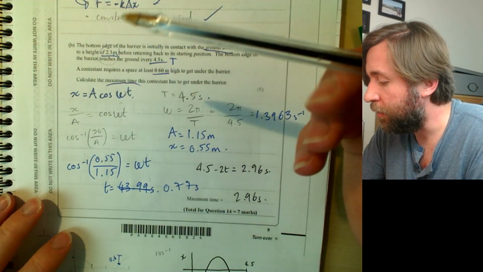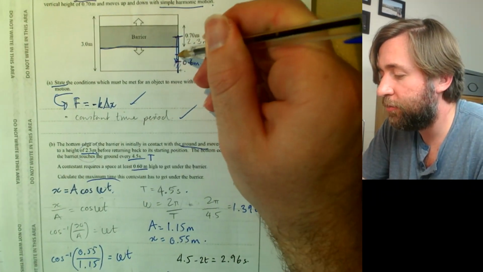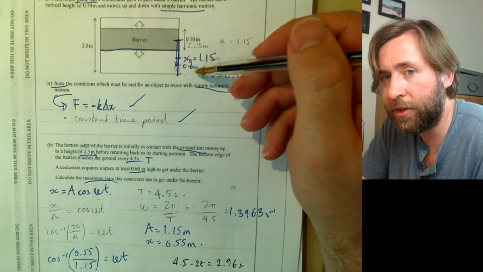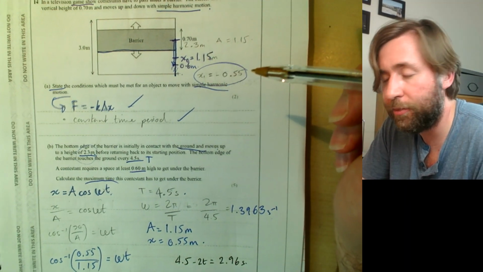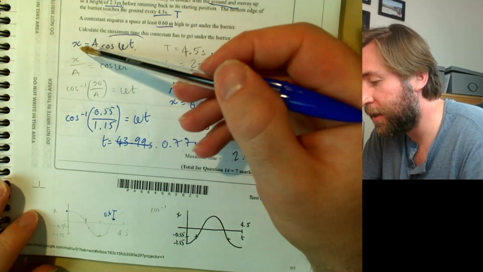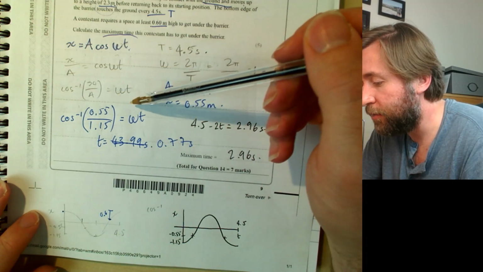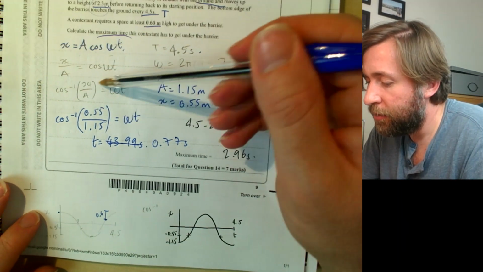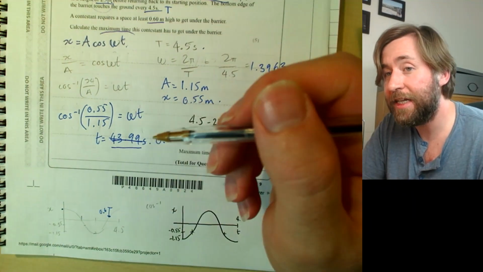And then you have to figure out what that distance is from the equilibrium position. So it's not 0.6 we want to use, it's 0.55, which is the difference from the equilibrium position. Plug that into this equation here, x being that, A being the amplitude 1.15, rearrange for omega t, do the inverse cos, and here's where I went wrong. I got 43.99. Any guesses where I went wrong?